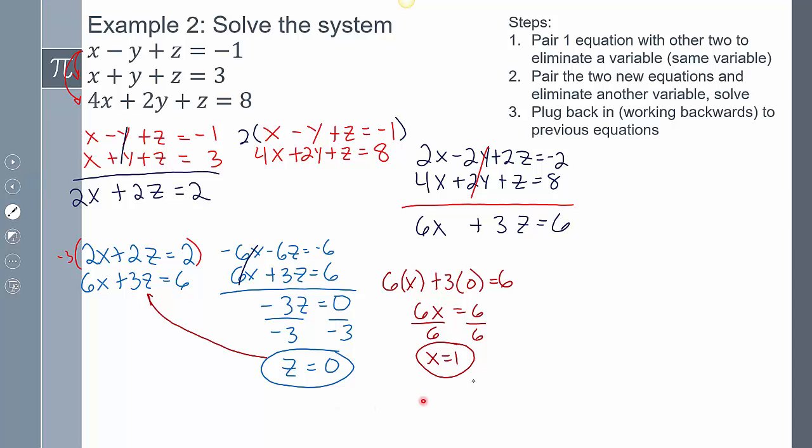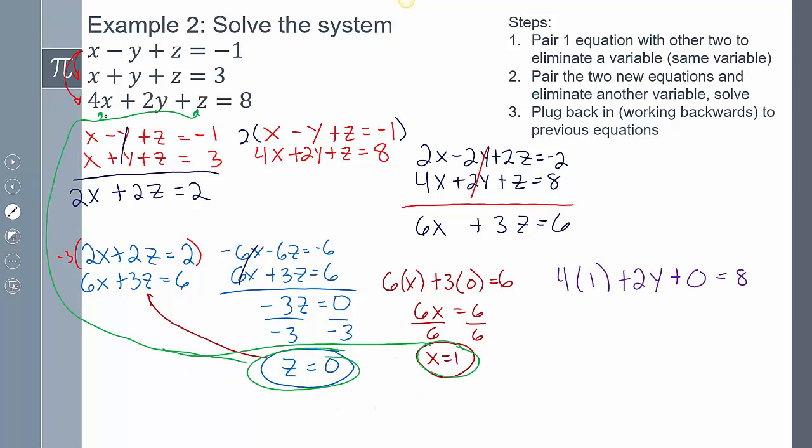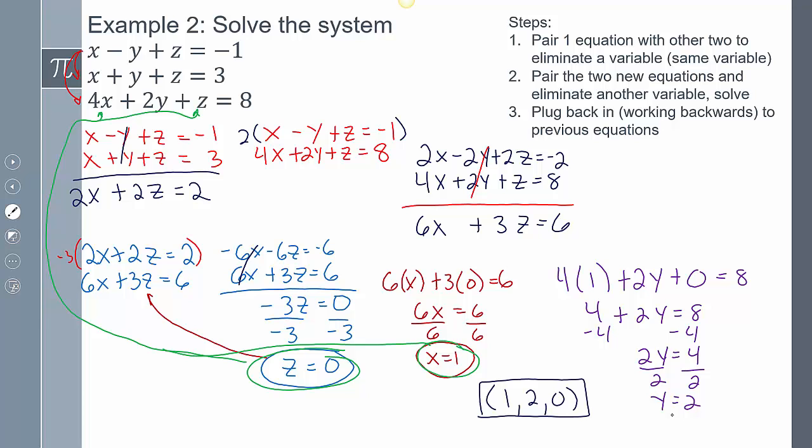So then I have to take both of those values and I have to plug them back into one of the originals. And so solving for y, that turns into 4, that just disappears, subtract both sides by 4, divide both sides by 2, I got y equals 2. And so writing my answer, it's going to be 1 for x, 2 for y, and 0 for z.